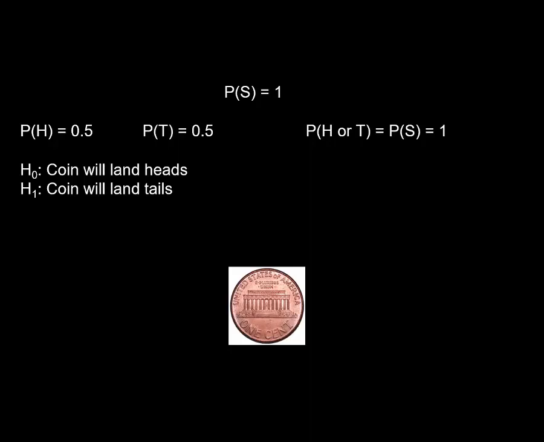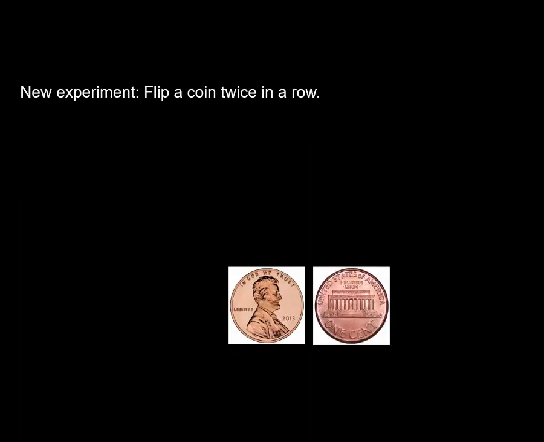So, we split the sample space into 2 sets, 2 subsets. One we label H naught, the null hypothesis. One we label H1, the experimental hypothesis. And those 2 sets are mutually exclusive and exhaustive of the sample space. Now, the null and experimental hypothesis for a single flip aren't really very interesting. And in the end, we can't really make any inferences about the coin.